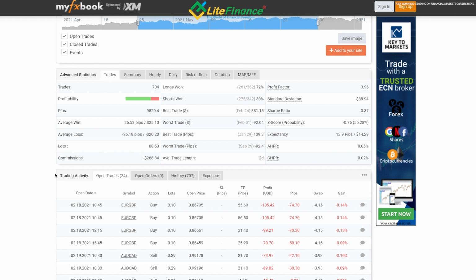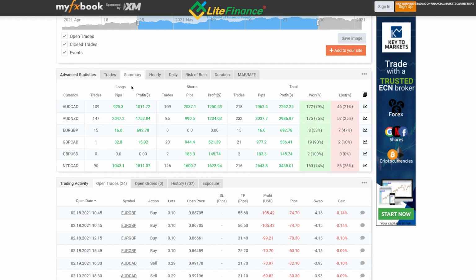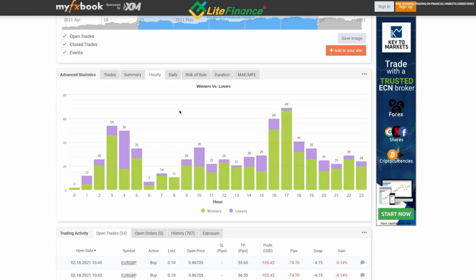And next we have the tab summary. Right here we see all the stats divided by the particular asset, how many trades, pips, profit trades, etc., for longs, shorts, and in total values. Next we have the hourly, which is divided by every hour of the trading session. So basically we can see that, for example, at 5 p.m. the most winning trades were made, and overall the most trades were made during that hour.